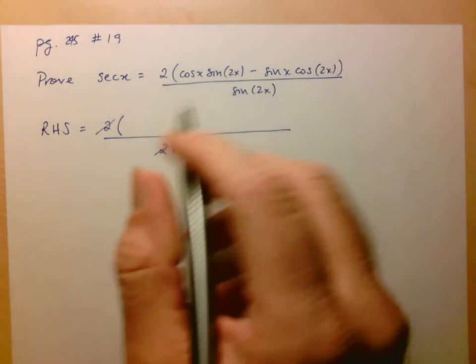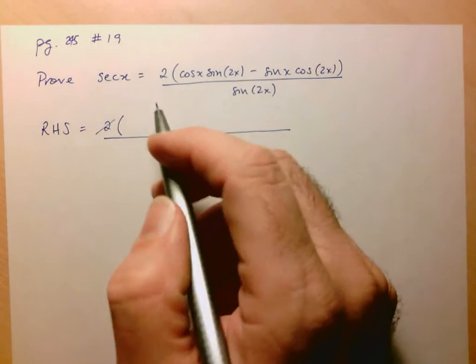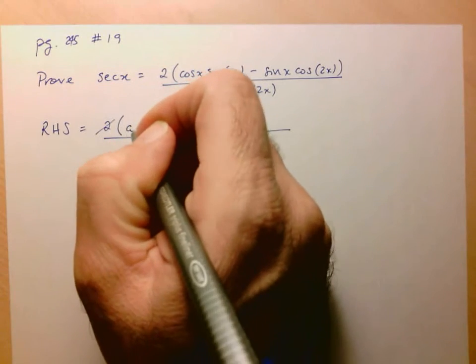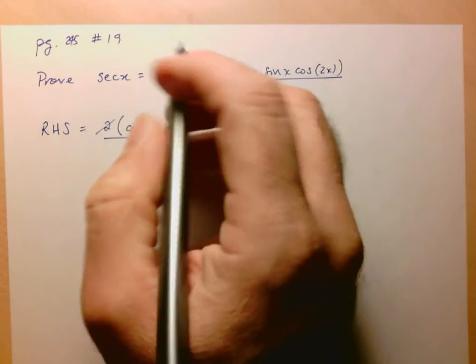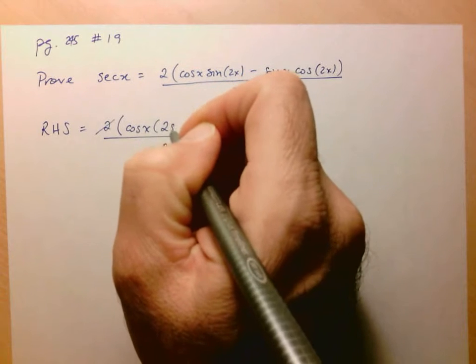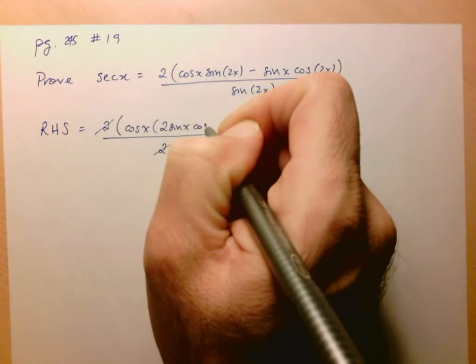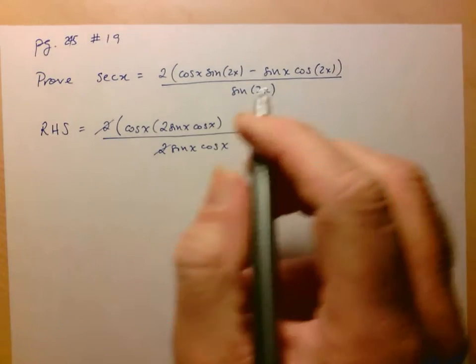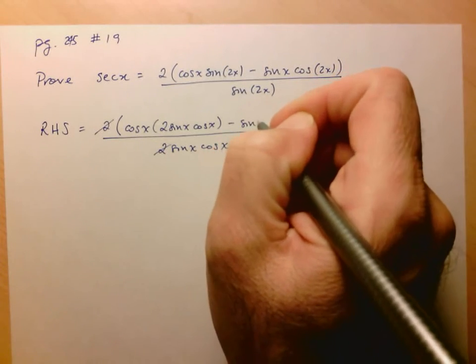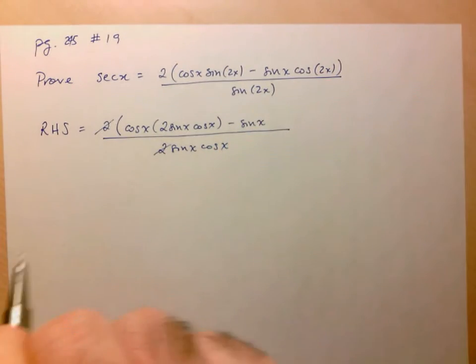If I look at this first term in the numerator, I've got cos x, and not much I can do there. I have to expand that to 2 sine x cos x. Here, though, I have to make a decision. What do I do with the cos 2x?